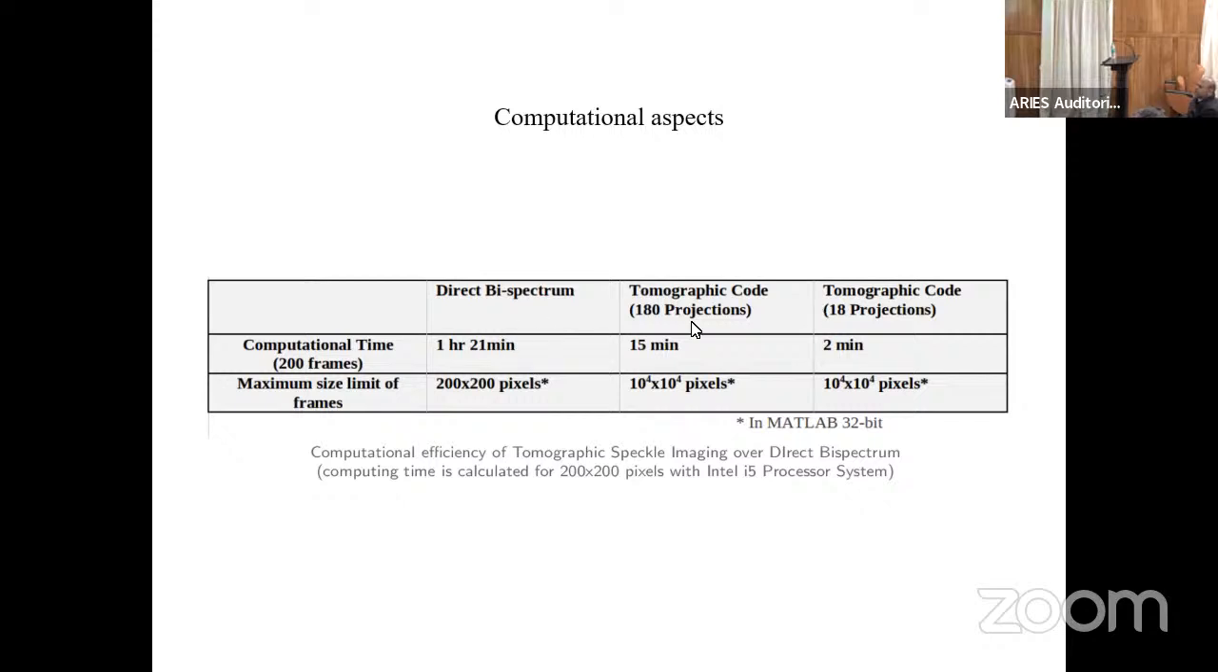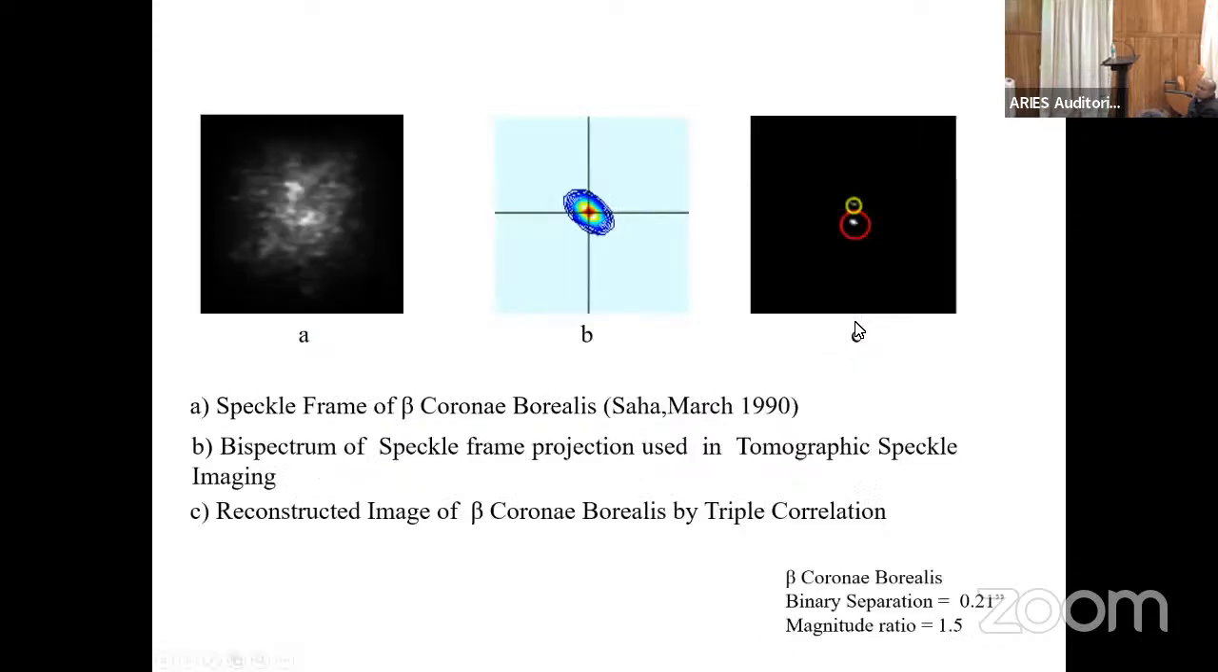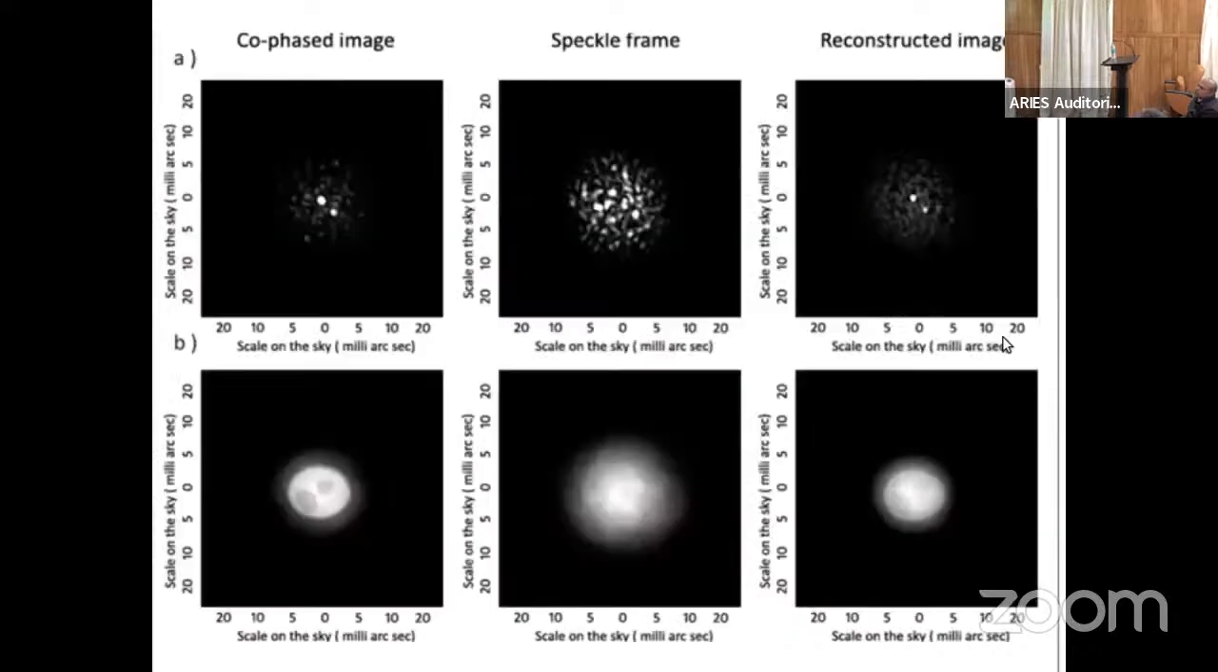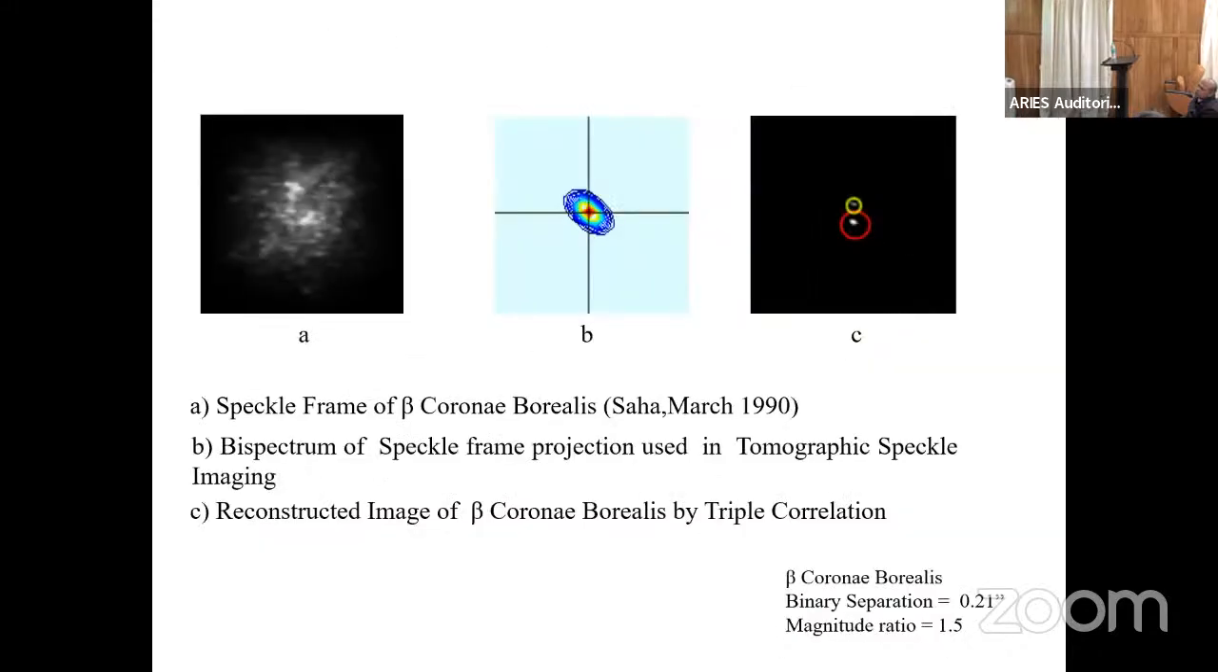But the tomographic code with 180 projections takes 15 minutes. And you can also use more pixels, 10 to the power 4 by 10 to the power 4. If you use 18 projections, within 2 minutes itself you can get the result. And you can see that the same image he has used.